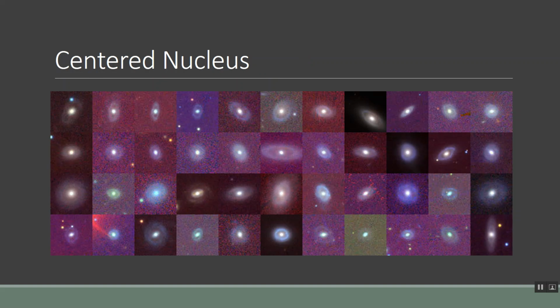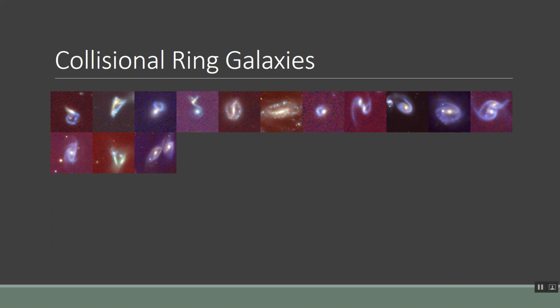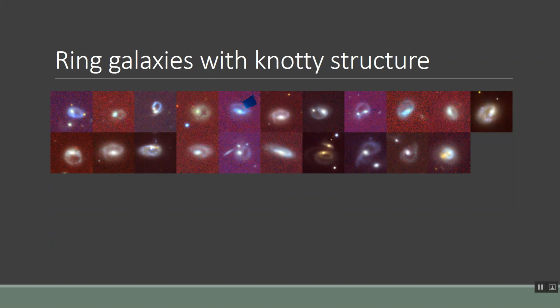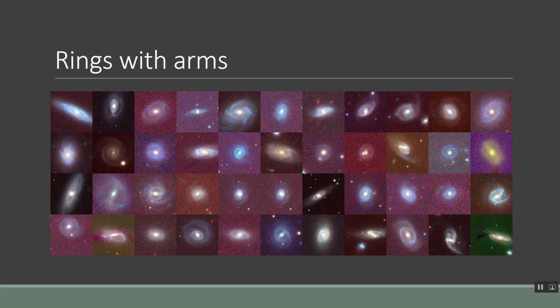Here are some images of the centered nucleus, a few more, some of the off-centered nucleus. Here's some collisional ring galaxies. Here's some with the knotty structure, some polar rings, and some rings with arms.